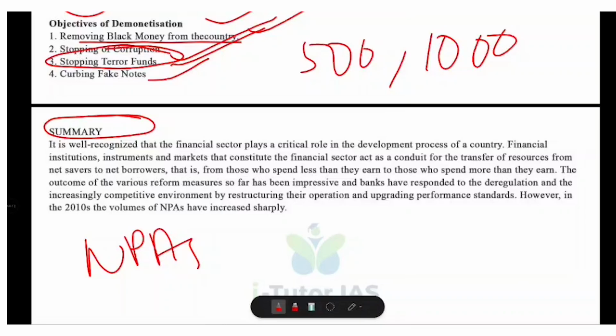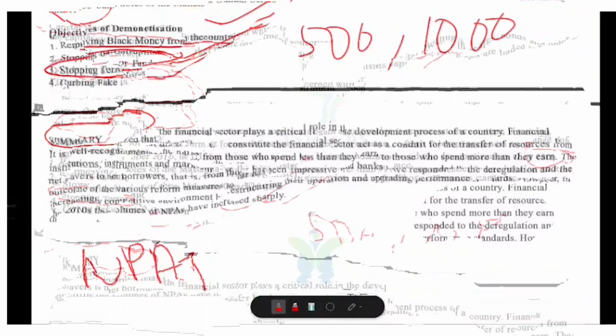In short, we can say that the financial sector has evolved remarkably, connecting savings to investment and driving economic growth. But managing rising NPAs has become one of the most pressing challenges in recent times. So that's all about this chapter.